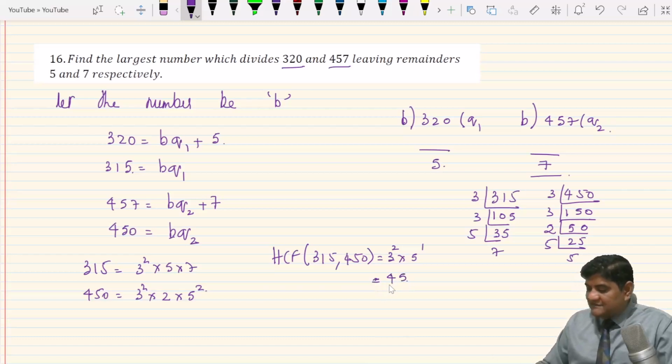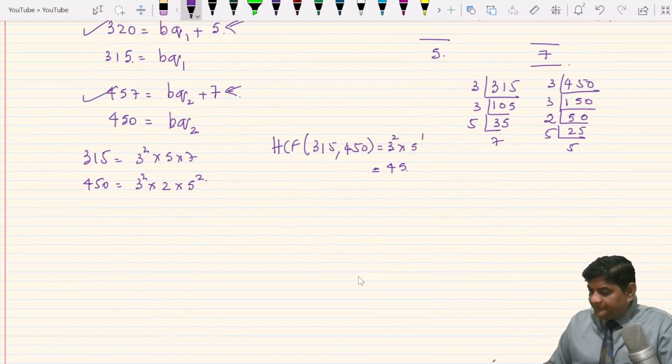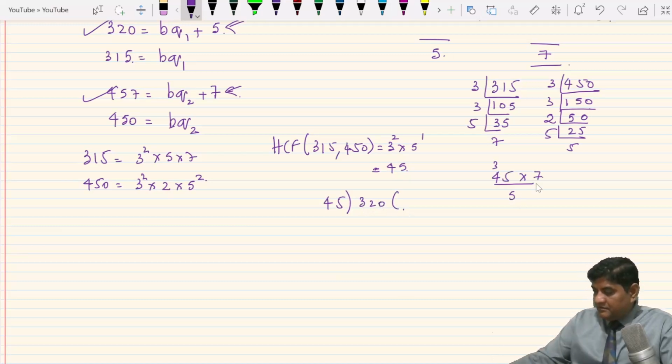So 45 is that number, which will divide 320 and also 457 with a remainder of 5 in this case and with a remainder of 7 in this case. I mean, you can do a verification if you want to. Let's go ahead and do that. So 45 into 7 is 315. There you go. The remainder is a 5.